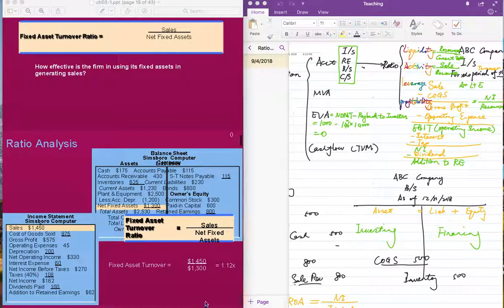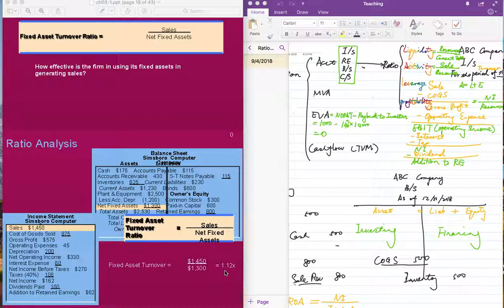If you look at the example here, this is Simsparrow Computer Company, which generates sales of $1,450. Fixed assets from the balance sheet are $1,300. So it gives us 1.12 times. A turnover ratio always gives you a number of times. Okay, what does that mean? Our firm is generating sales revenue of 1.12 times our fixed assets.